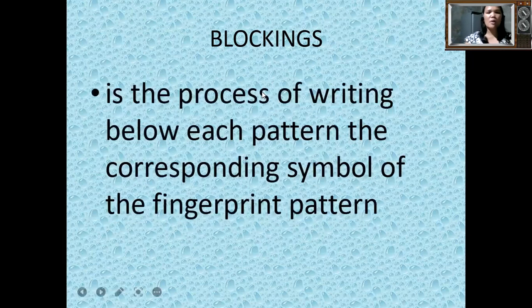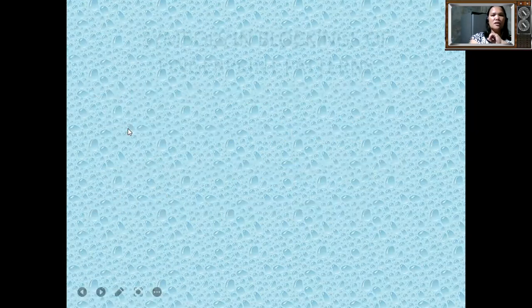Okay, so when we talk about blockings, it is the process of writing below each pattern the corresponding symbol of the fingerprint pattern. In the back of each fingerprint card, the boxes will accommodate the fingerprint patterns that will be recorded. Below each box, that is where we write the symbols. Instead of writing plain whorl, you will just write capital W. And the rules in the blockings are also provided. So let us take a look at the rules.